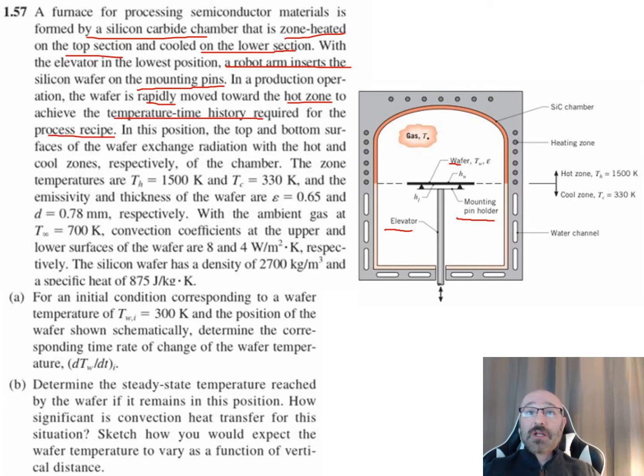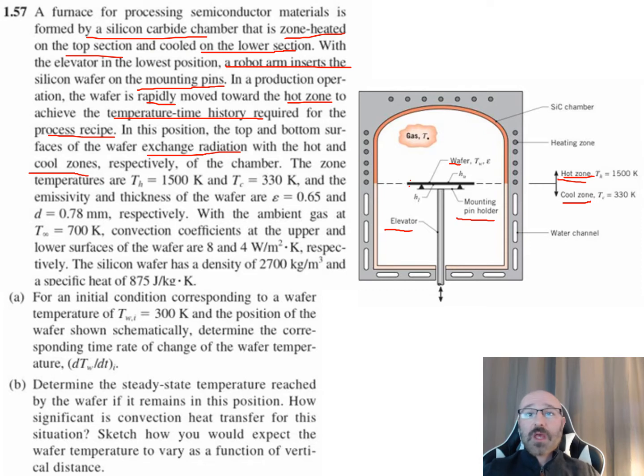So we can see here's our hot zone up top, and there's our cool zone down in the bottom. So it's moved towards that hot zone. In this position, the top and bottom surface of the wafer exchange radiation with the hot zone and the cool zones respectively. If we take a look over here, you can see there's your wafer, there's the top surface, and the bottom surface. We can see that the top surface is in the hot zone and the bottom surface is in the cool zone.